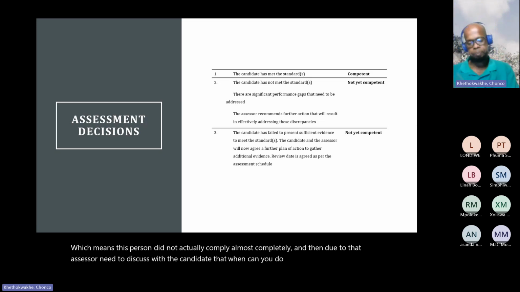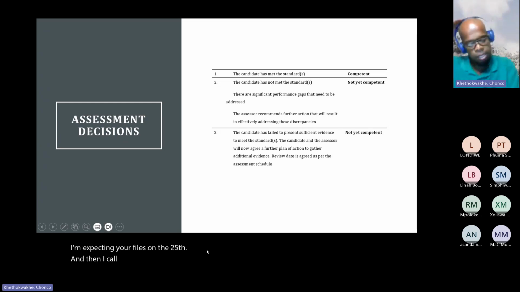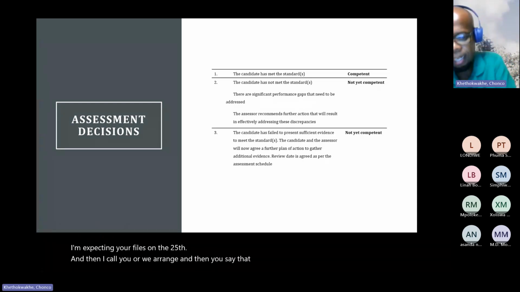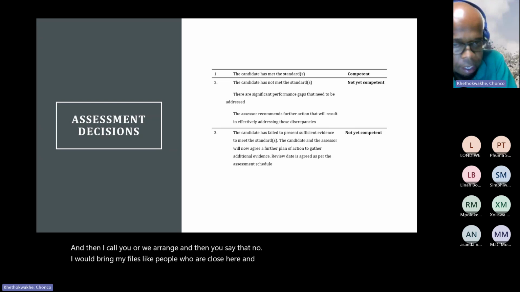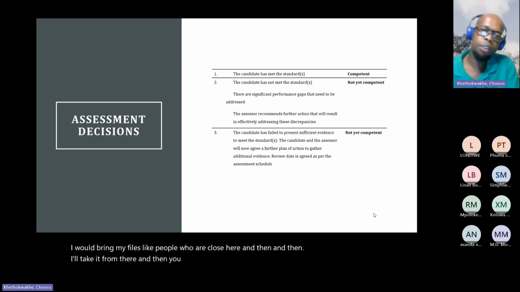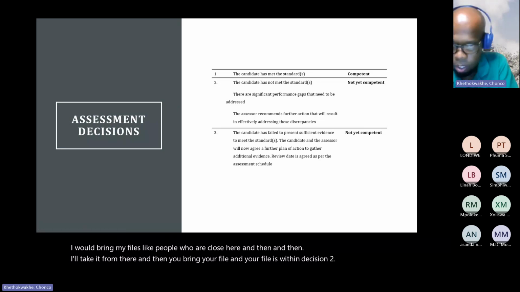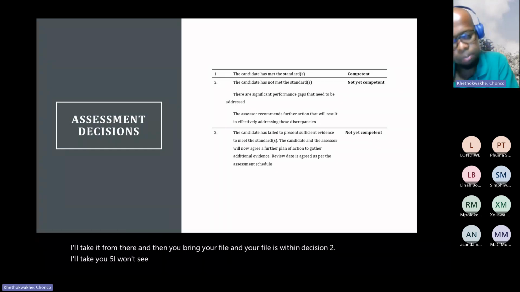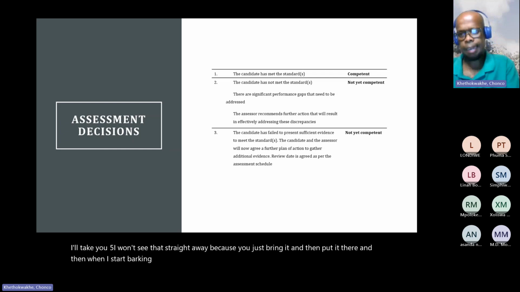Let us say I'm expecting your file on the 25th, and then I call you or we arrange, and then you say that no, I would bring my file, like people who are close here, and then I will take it from there. And then you bring your file, and your file is within decision 2. I'll take your file. I won't see that straight away because you just bring it and then put it there. And then when I start marking, then I'll start to see, oh, there are gaps there.